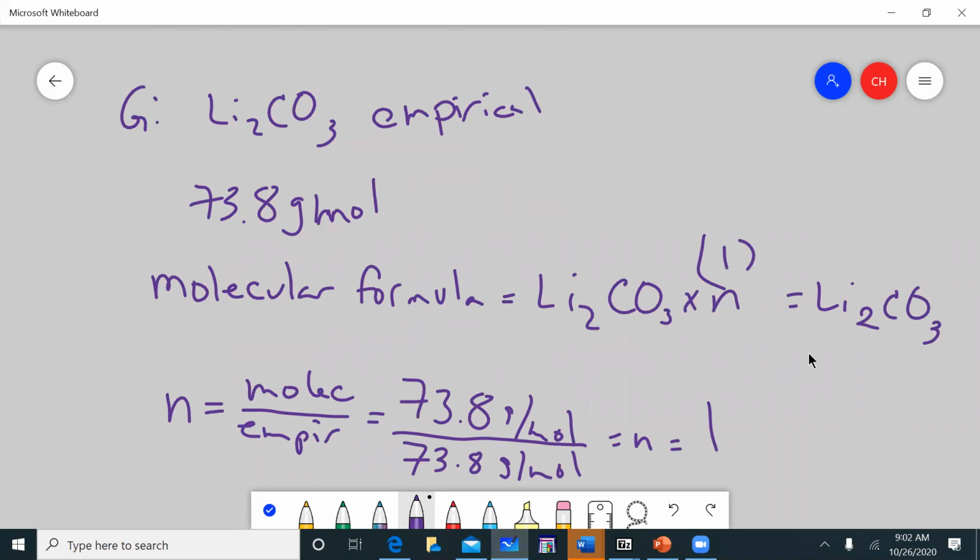Can that happen? Totally can happen. A lot of times with our ionic stuff or our metal nonmetals or our salts, the molecular and empirical will be the same.